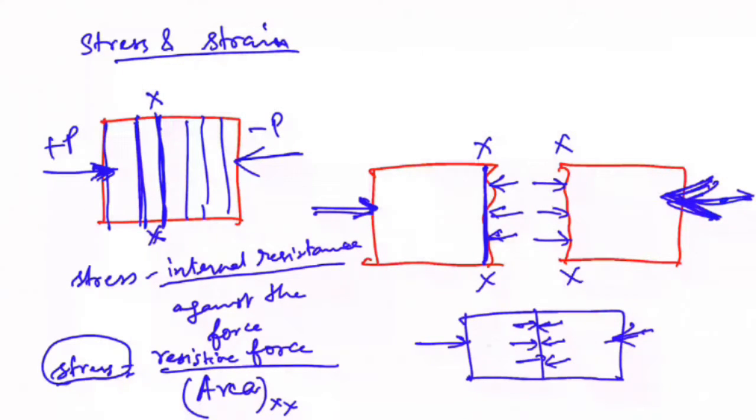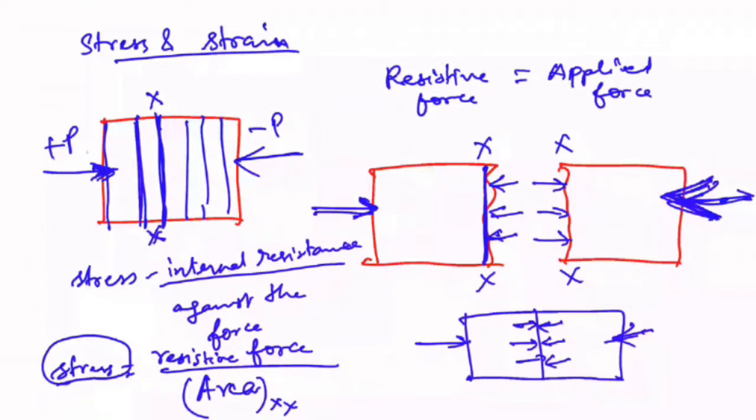And the resistive force is actually equal to the applied force. The resistive force will be equal to the applied force. We have considered the applied force P here. Let's not take the sign there. Direction is not necessary. We'll just see what the load is there. So the load is P.